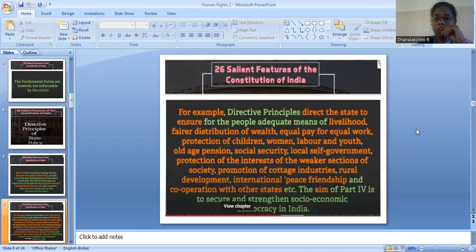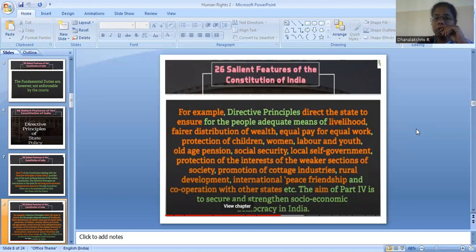For example, the directive principles direct the state to ensure adequate livelihood for people, fairer distribution of wealth, equal pay for equal work, and the protection of children, women, labor and youth, old age pension, social security, local self-government, protection of the interests of the weaker sections of society, promotion of cottage industries, rural development, international peace, and friendship and cooperation with other states.